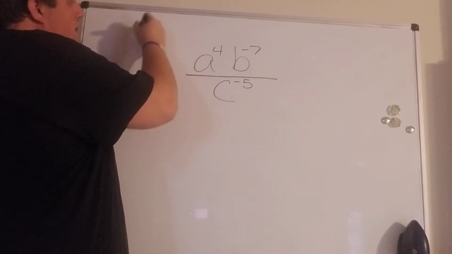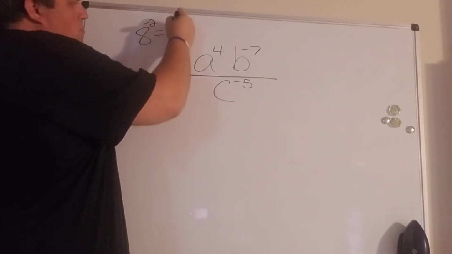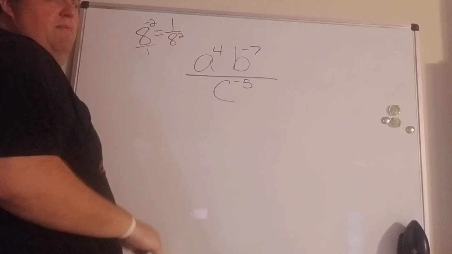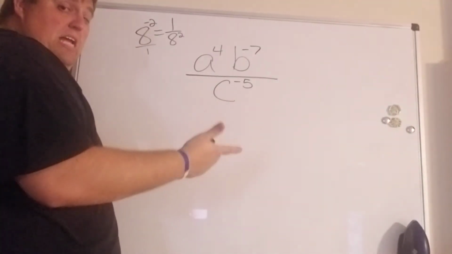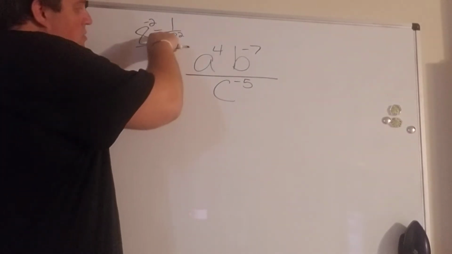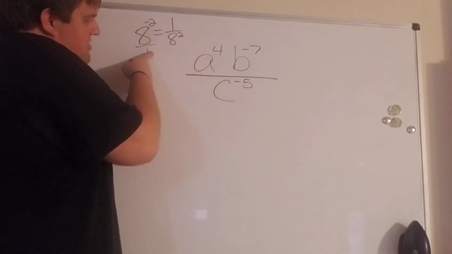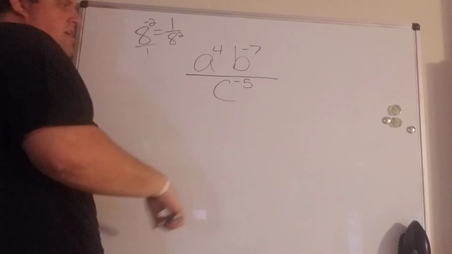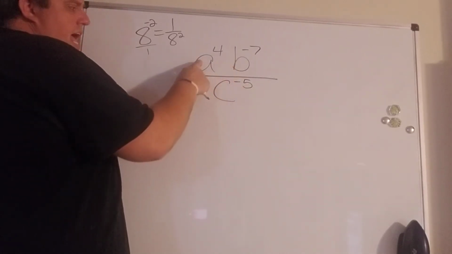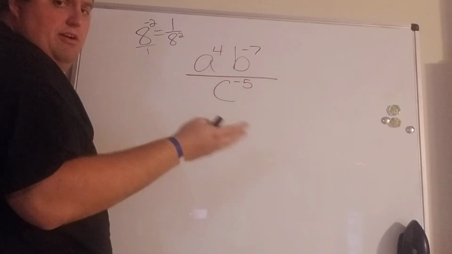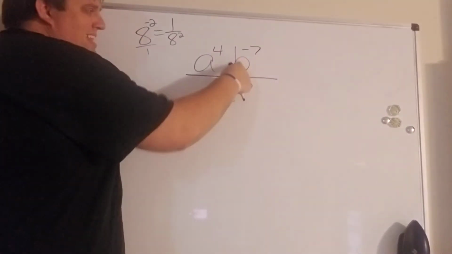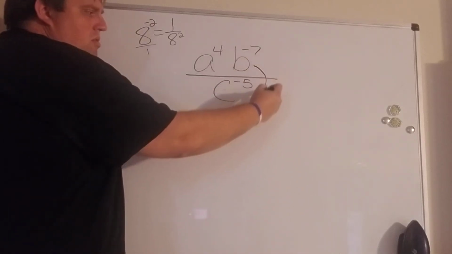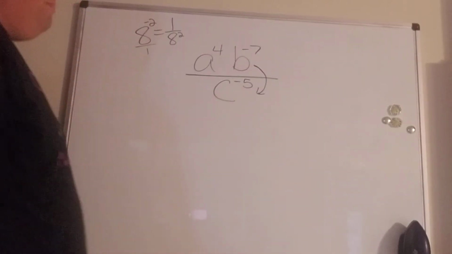So check this out. If it was 8 to the negative 2nd, we know that's 1 over 8 to the 2nd. Really, we know that 8 to the negative 2nd is really over 1, right? So everything's kind of a fraction when it starts. All we're going to do is move it to the other side, and when I move it, it became a positive exponent. So over here in our example, the a to the 4th, I don't have to do anything to that because it's already positive. But b to the negative 7th, that can't stay a negative exponent. So since it's on the top, we're going to move it to the bottom.